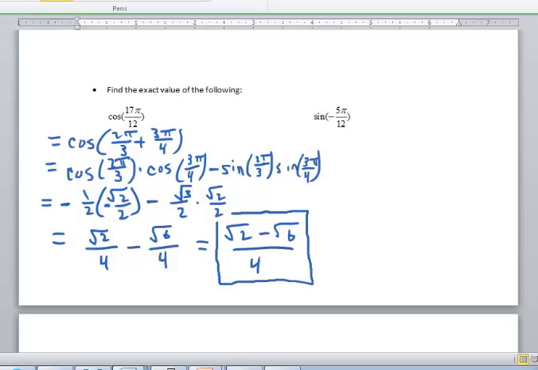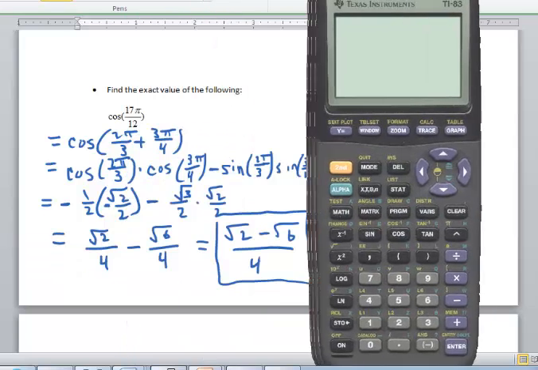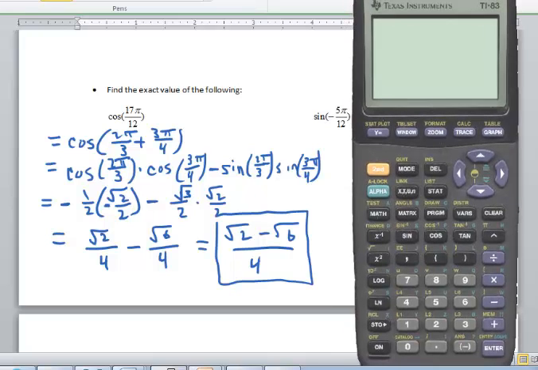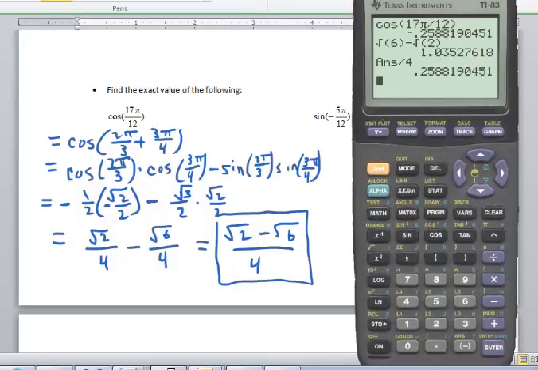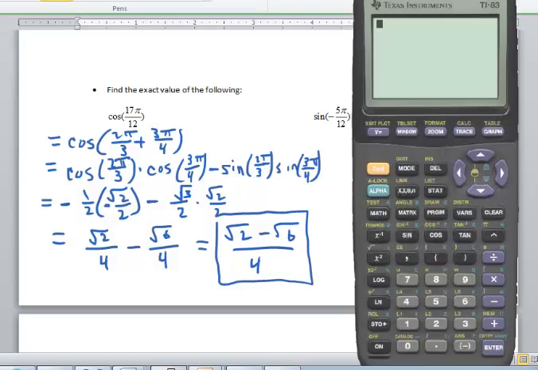And that would be my exact value, which previously we wouldn't have been able to get. We don't know what the cosine of 17 pi over 12 is just from our trig wheel, but when we break it down into the cosine of 2 pi over 3 plus 3 pi over 4 and then use our formula, we can get the exact value. So you can see what these formulas do is they allow us to get exact values of additional angles that we previously didn't have.